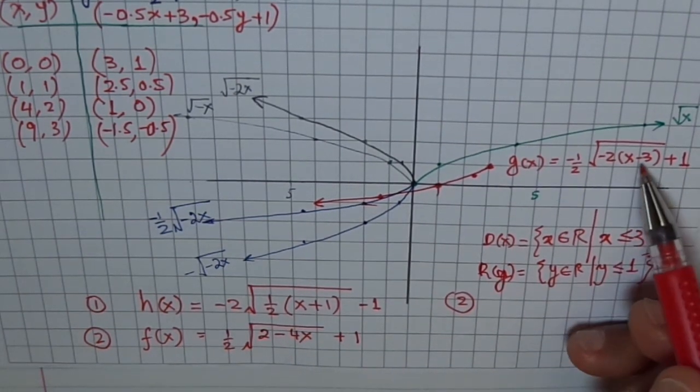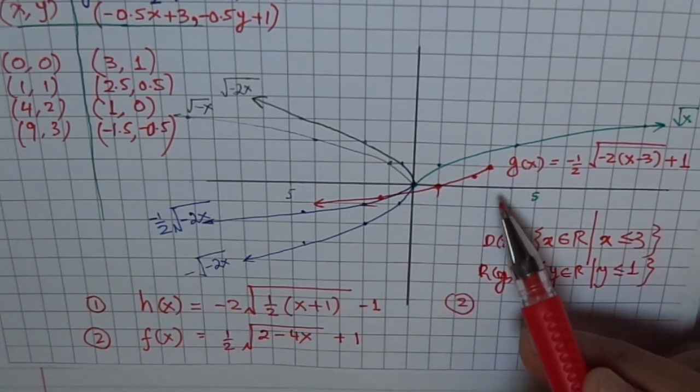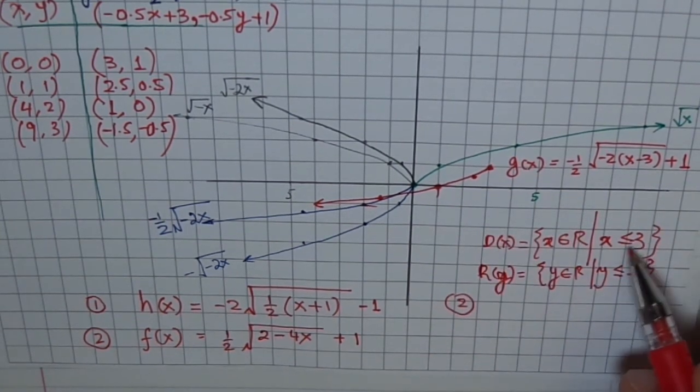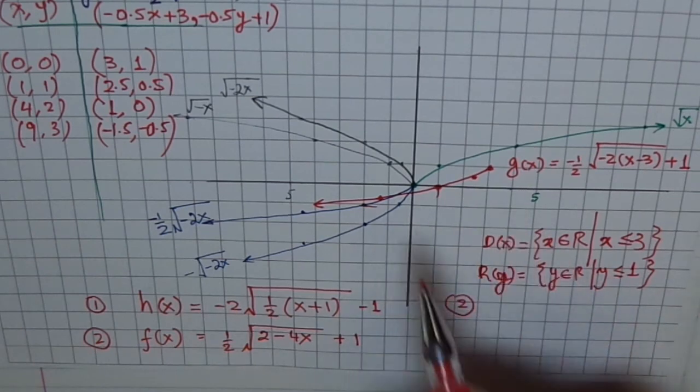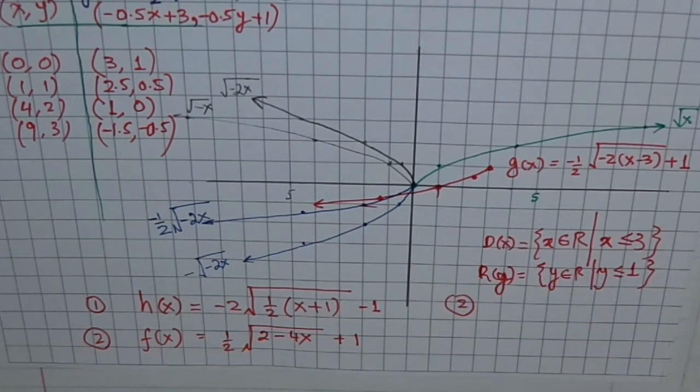Do you see that? Here you moved 3 units to the right. Therefore, x should be less than 3. So that's our domain and range. And it's very important to write domain and range of our transformed function. Correct? So for the time being, these are good examples for you to try.